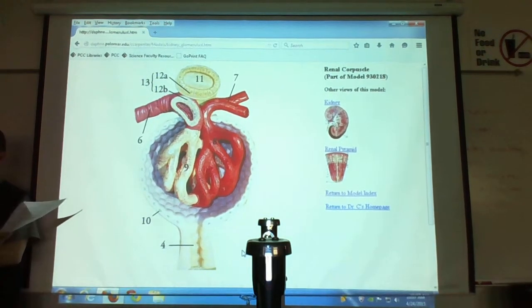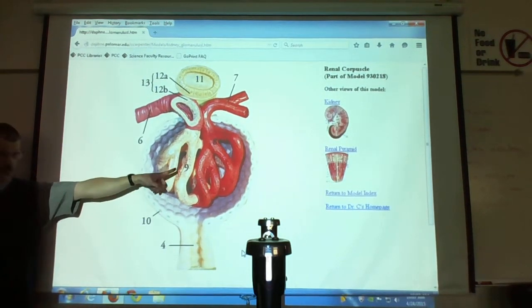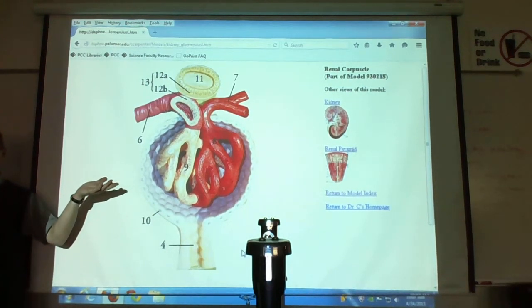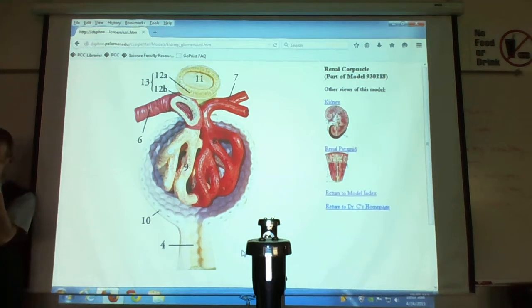So the glomerulus is the red. Podocytes are the cells in the red. The capsule is the white thing, number 10. Make sense? Okay, so now you go back to 231.